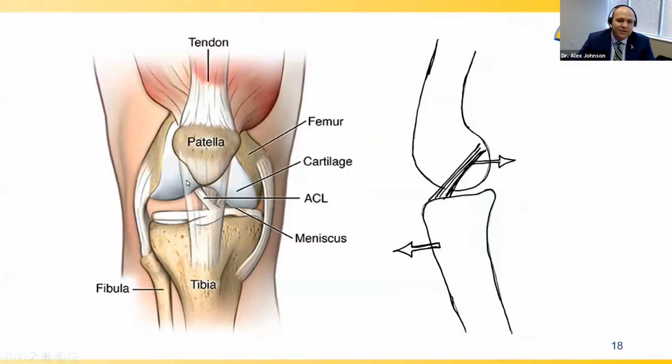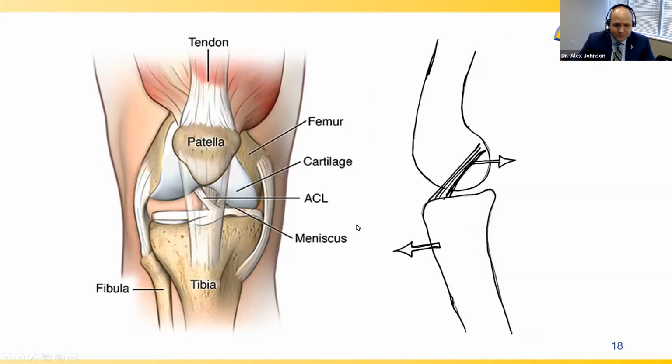So an ACL is a ligament that runs through the middle of the knee. And the main purpose of the ACL is to prevent this bone, the tibia, from going too far forward on the femur. And you see how the way it's aligned is that it's holding the tibia from going too far forward. Now, if you get hit or if you twist the knee in the wrong way, you can actually tear this ligament and then this will go forward.